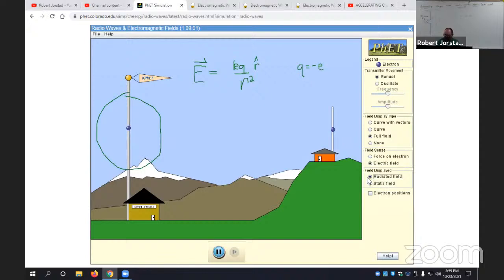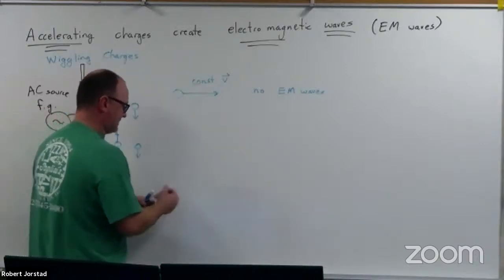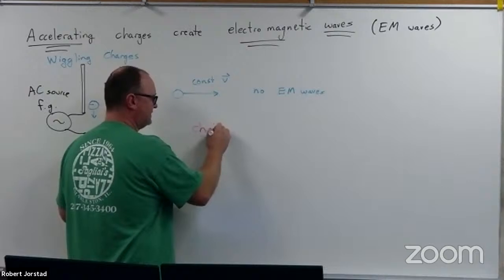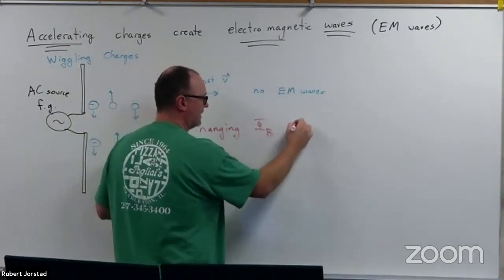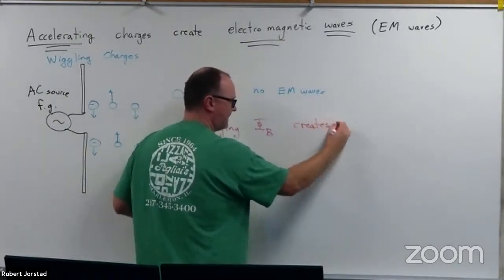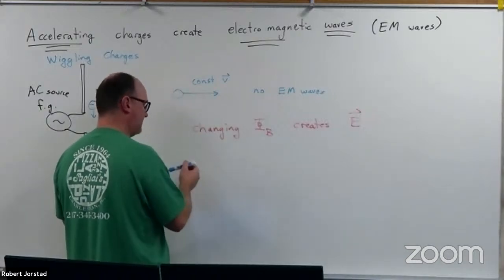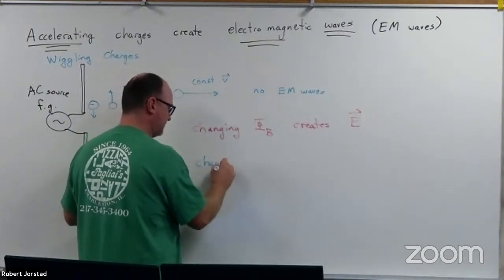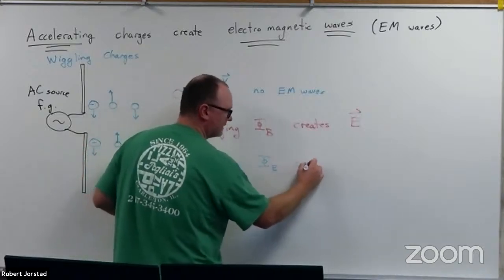Now remember, where do we get this radiation from? We know that, well, let me stop the share for a second. This is what's kind of crazy. We know that a changing magnetic flux creates an electric field. We also know that a changing electric flux creates a B field.